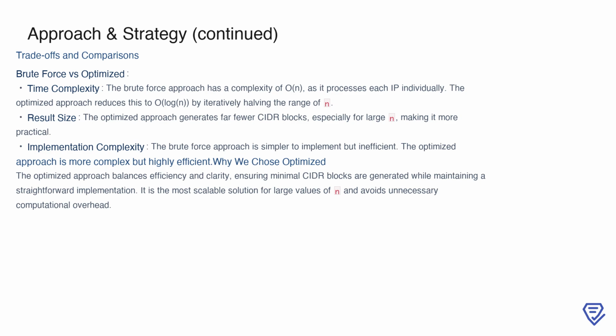This is why the optimized solution is preferred. It is scalable, reduces computational overhead, and ensures that the number of CIDR blocks remains minimal. Overall, it provides the most practical and efficient way to solve the problem, especially for larger ranges of IP addresses.